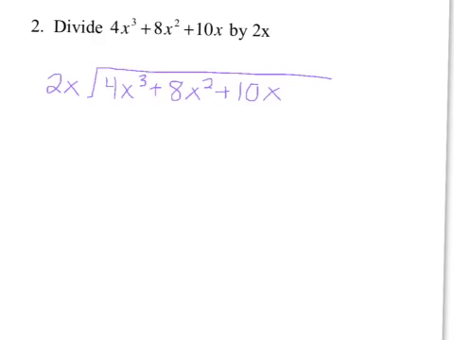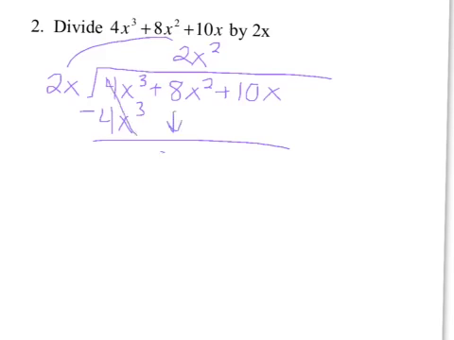For number 2, we need to multiply 2x by a 2x squared for it to become a 4x cubed. Then we just have to multiply by one term. Change the signs. It cancels out, so we just drop down the 8x squared. To get 2x to become an 8x squared, we need to multiply by a 4x. And then we multiply and get 8x squared. Change the sign, so it just cancels.